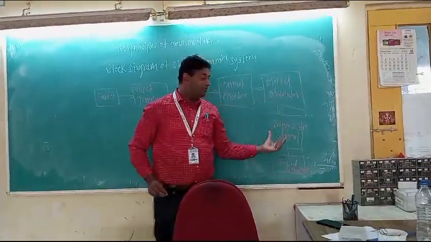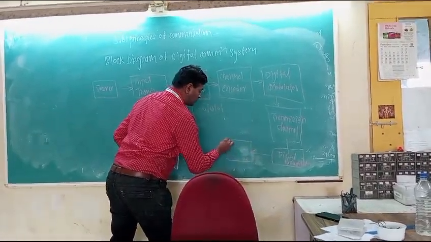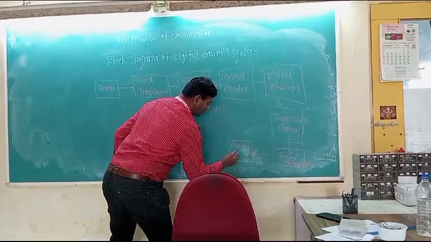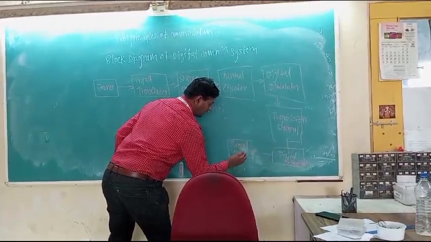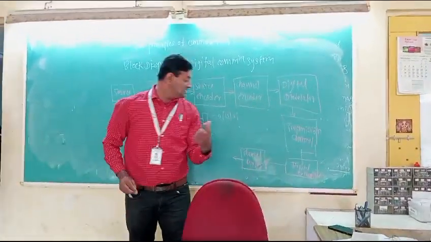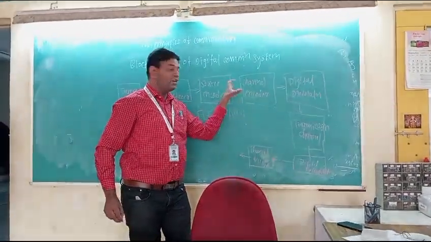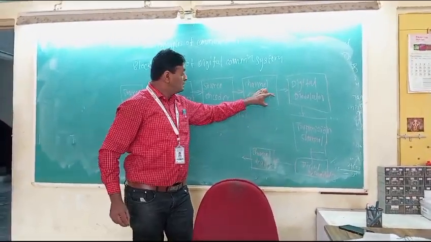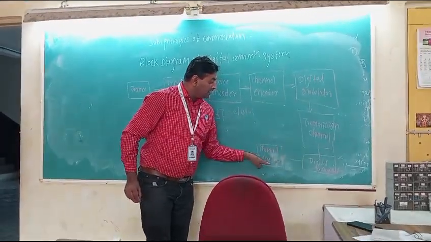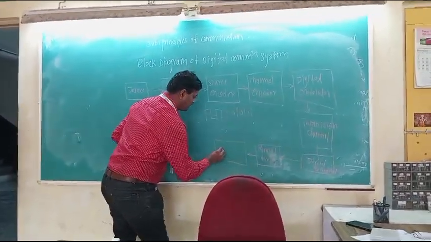The digital demodulator demodulates the data incoming from the transmitter, and after that the data goes towards the channel decoder. The main function of the channel decoder is to do the exact reverse process of the channel encoder. In the channel encoder, we added some redundant bits for error checking purposes, and the channel decoder removes those redundant bits. After that, the data goes towards the source decoder.